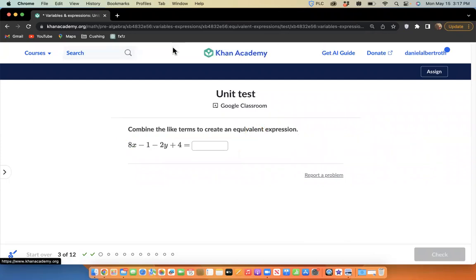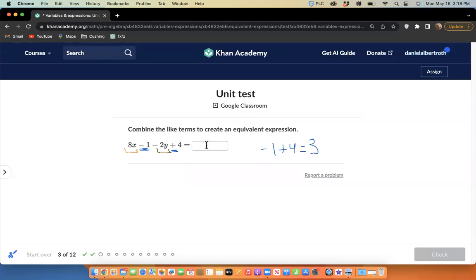All right, let's take a look here. So this one says combine the like terms to create an equivalent expression. So I'm going to combine like terms. All my similar variables will be combined. There's only one x. There's only one y. And I can't combine those since they're not the same variable. All I can really combine in this example is the negative 1 and the positive 4. So negative 1 plus 4 equals 3.